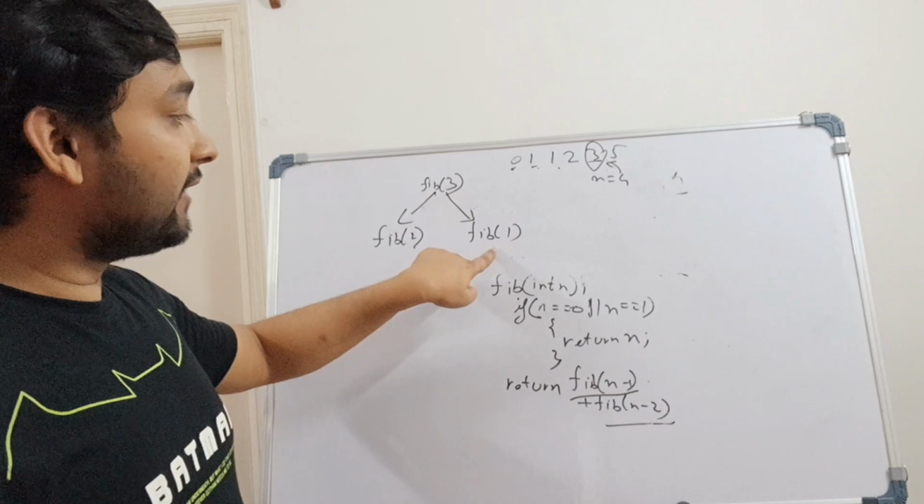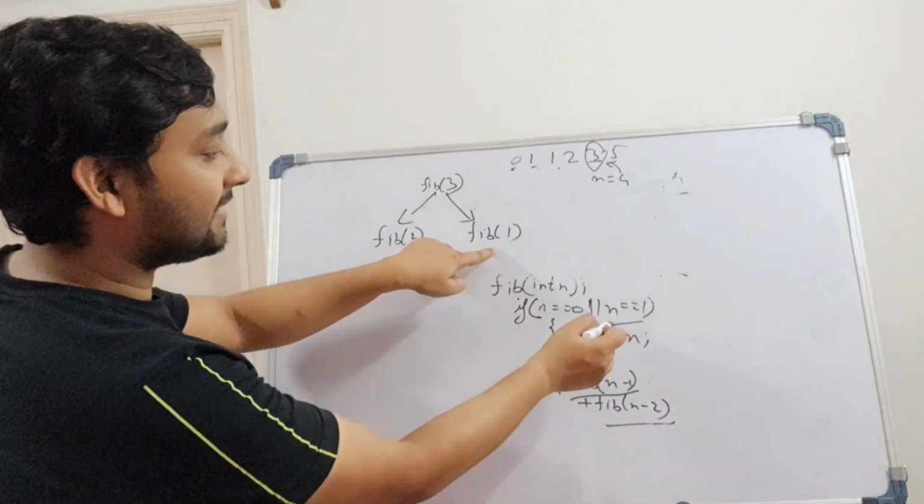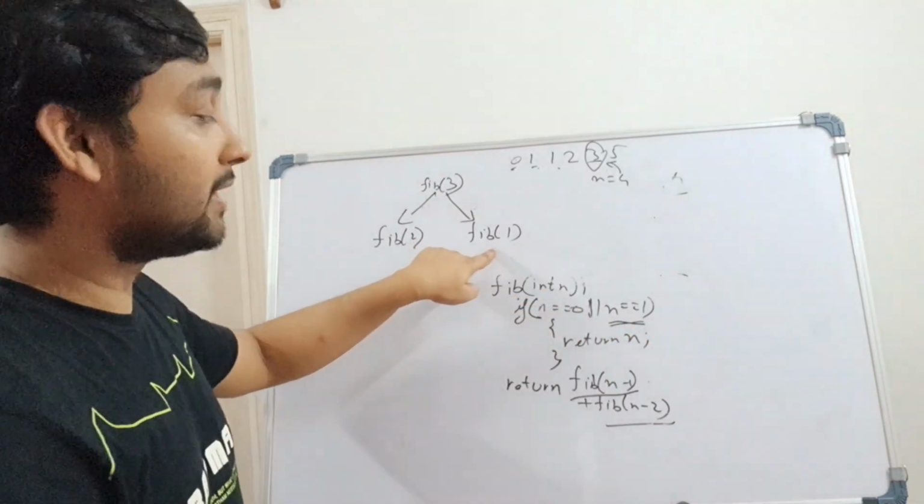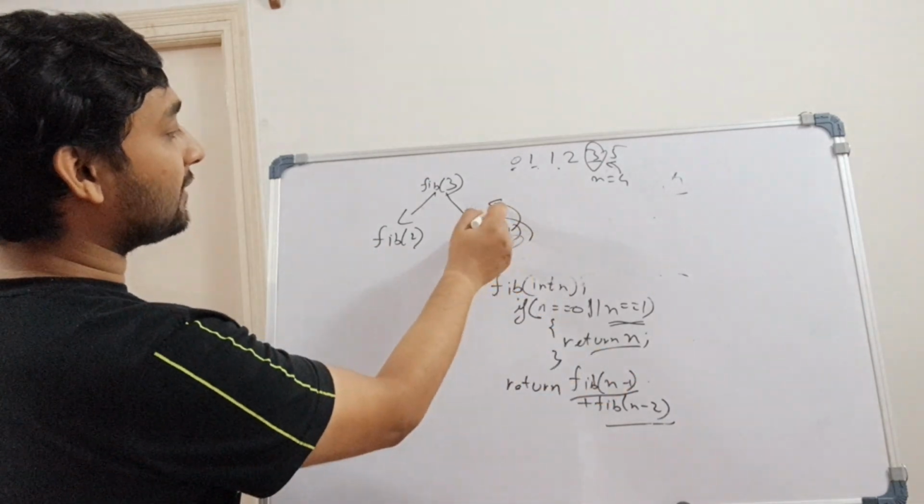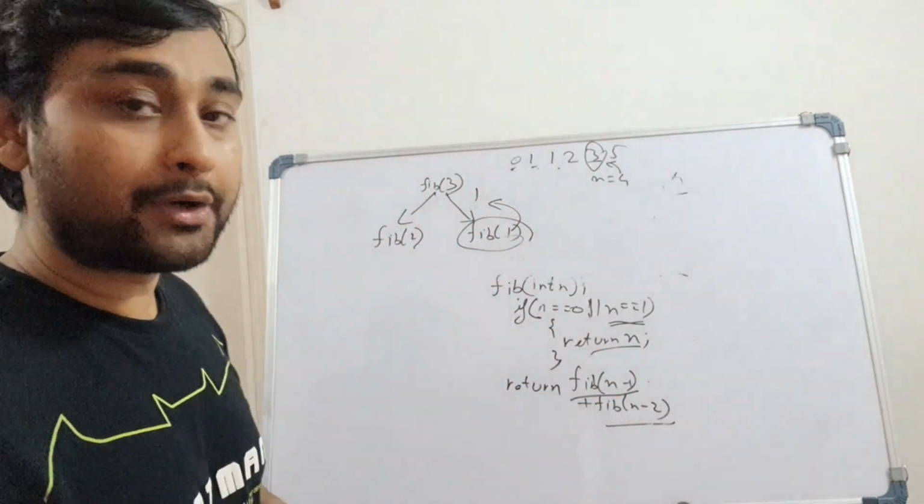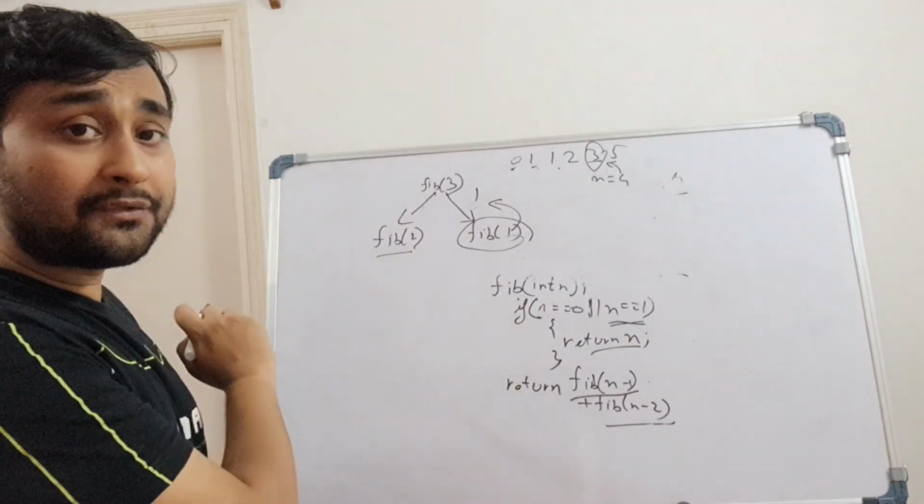Now here, Fibonacci of 1, you can see the base case condition is hit. N is equal to 1. So this will return me what? N. So n is 1, so it will return me 1 here. Okay, so here Fibonacci of 2, what will I do?